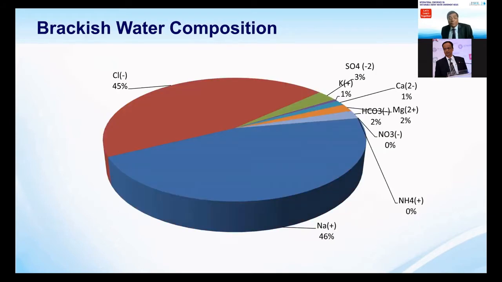But in this case, the brackish water where the TDS is high, above 1,000 up to 15,000, we normally observe that the sodium chloride concentration is again high, and the remaining constituents like sulfate, calcium, magnesium, carbonate, and bicarbonate increase in concentration as the TDS increases.